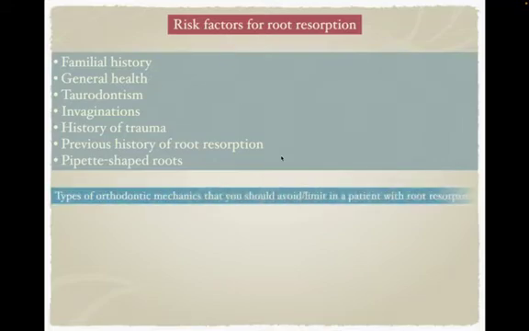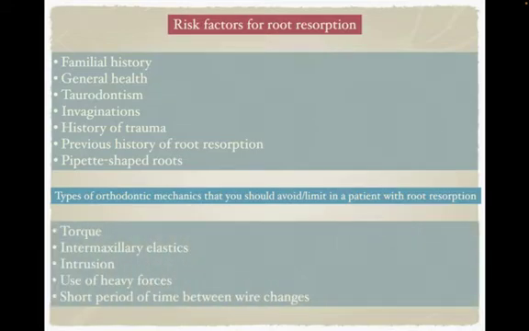So if you have a patient with root resorption or a higher risk of root resorption, what should you do? We should avoid a lot of torquing, because torque is mainly movement of the root inside the bone. So you need to avoid that or reduce it. You need to reduce the use of elastics. You need to use lighter force. Try to avoid heavier force. And try to avoid intrusion, because in intrusion you are focusing the force on one area of the tooth, so that will increase the risk of resorption. And try to reduce the frequency of changing the wires, as we said earlier, because that will limit the time for repair of any resorption that happens.